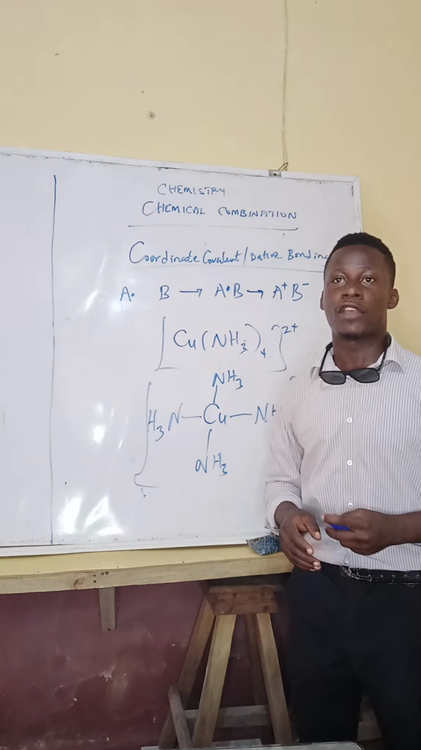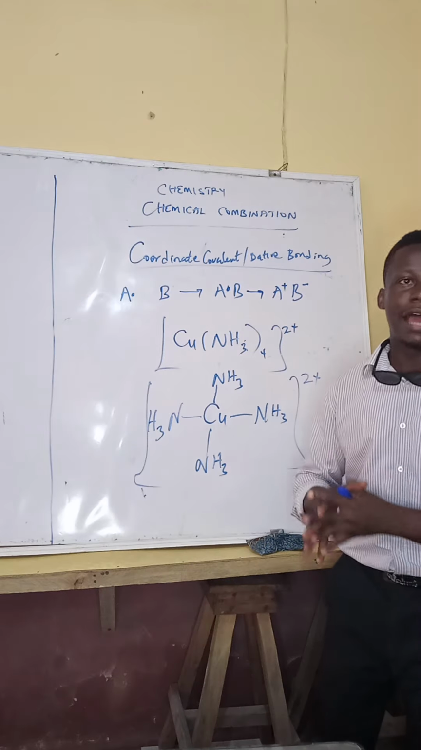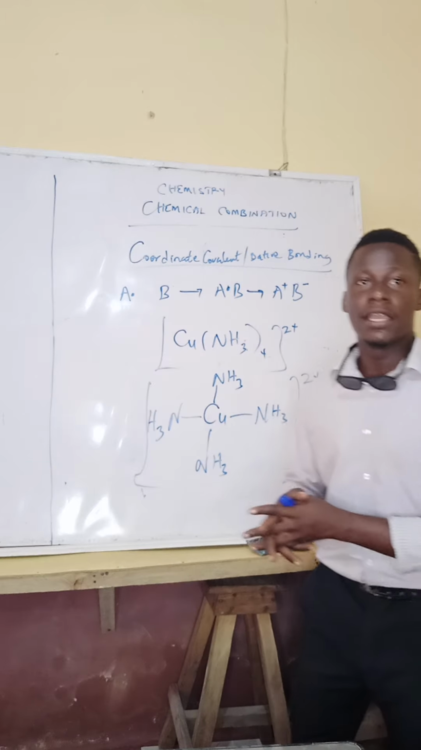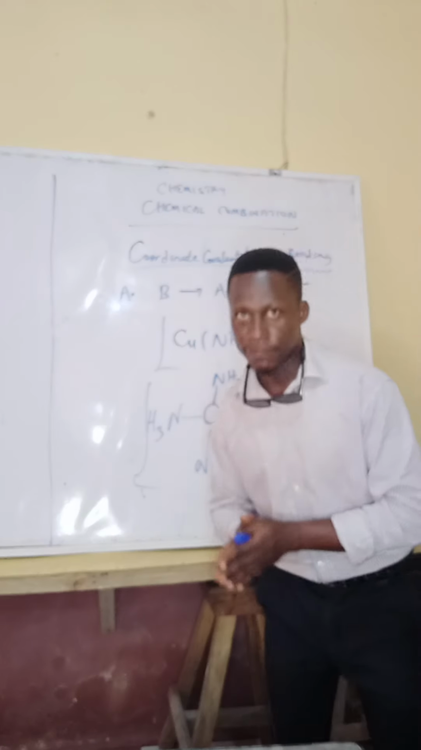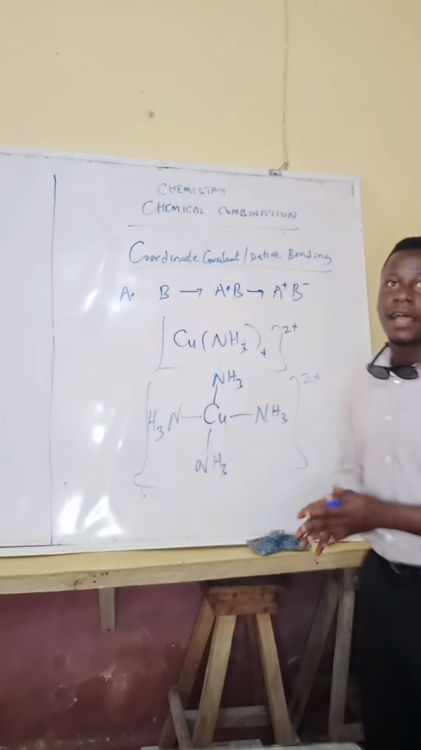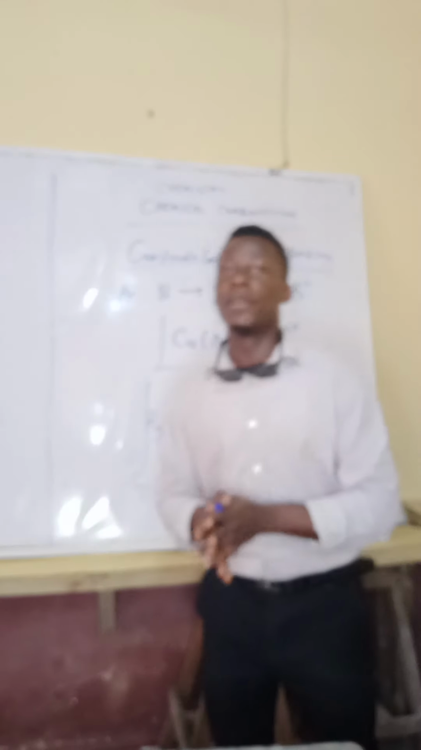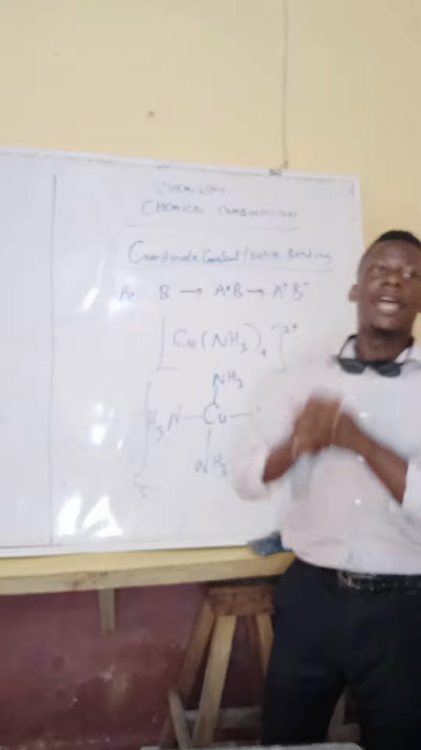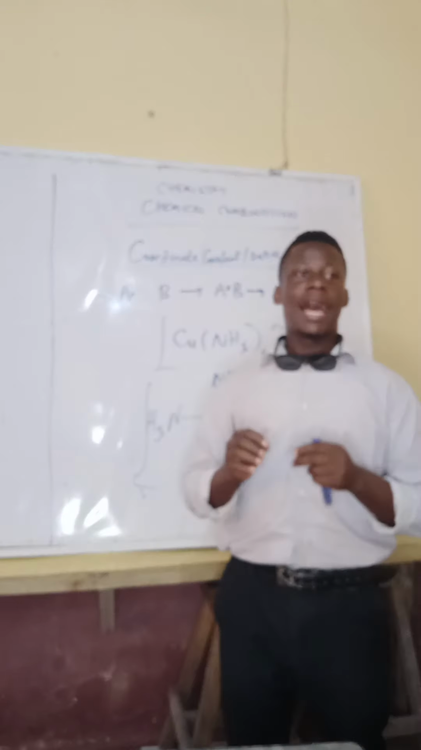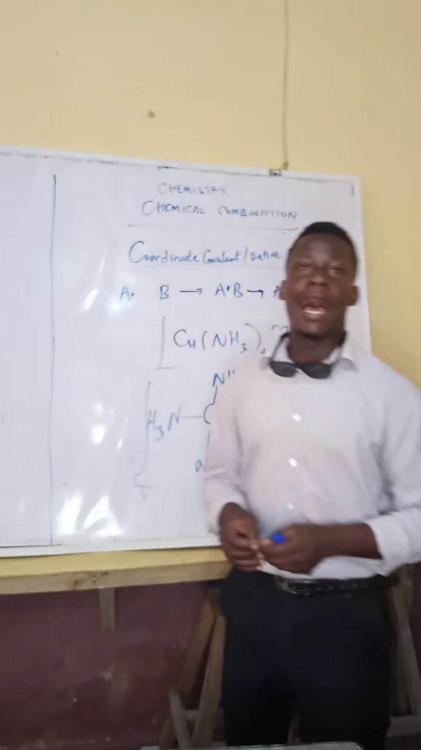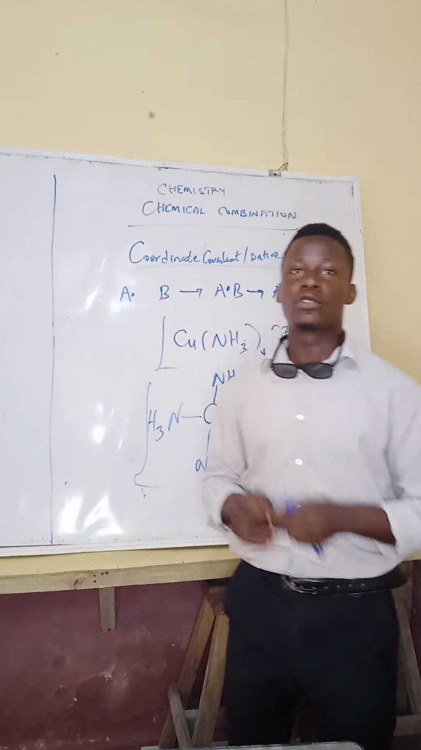So when you see a question asking what the bond is that exists between these complexes, it is a coordinate covalent bond. So far we have looked at covalent bonding. We have said covalent bonding involves sharing of electrons, and we said we have two types of covalent bonding, and that is pure or ordinary covalent bond and dative or coordinate covalent bond.